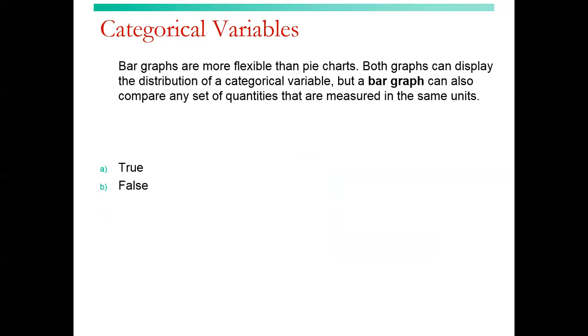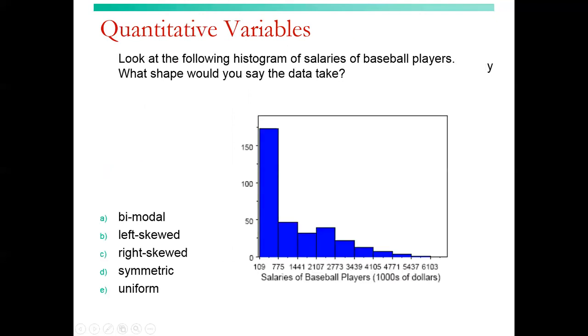Bar graphs are more flexible than pie charts. Both graphs can display the distribution of a categorical variable, but a bar graph can also compare any set of quantities that are measured in the same units. That's true, as we saw in the last image. Our bars did not necessarily sum to 100, but a pie chart always sums to 100%.